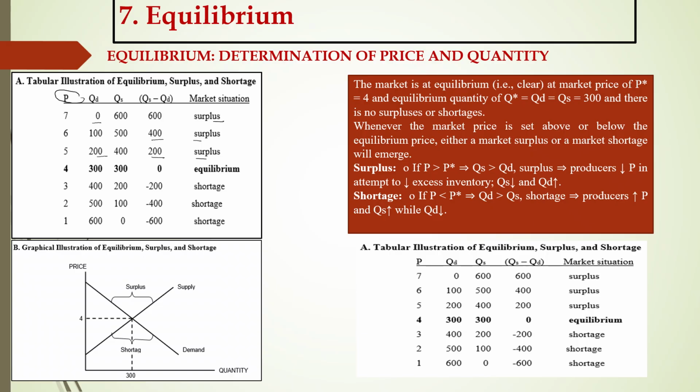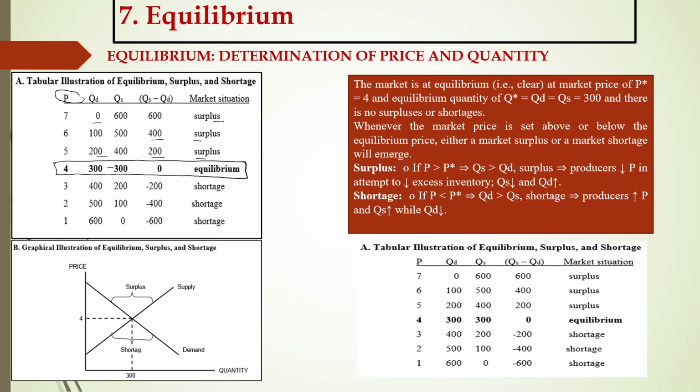Now we will see when the price is 4, the quantity demanded is 300 and the quantity supplied is 300. You can see 300 and 300, quantity demanded is equal to quantity supplied. So 300 minus 300, it is 0. So there is no surplus, no shortage. The quantity demanded and quantity supplied are equal.